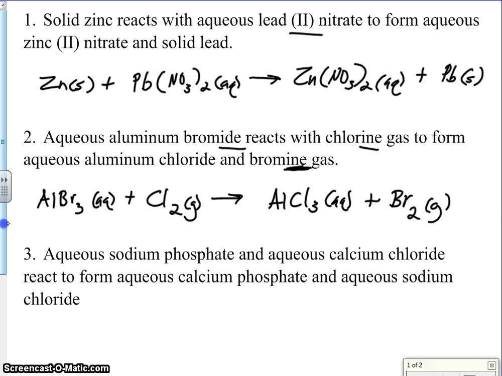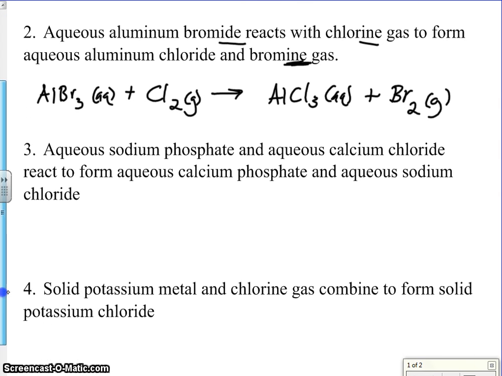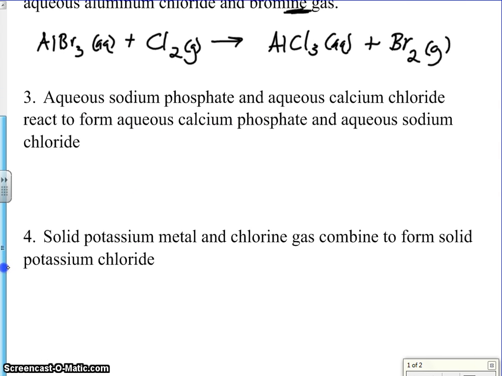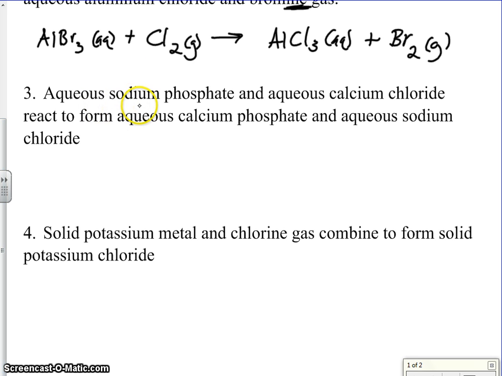Moving on, number 3. We're given sodium phosphate. Let's go down a little bit further so we can write out our compound. Sodium is Na +1. Phosphate is PO4 -3, directly off our polyatomic ion list. Cross and swap, Na3PO4, and that is aqueous.